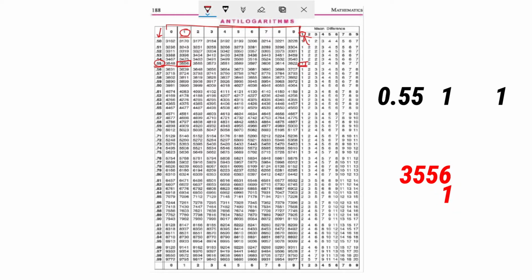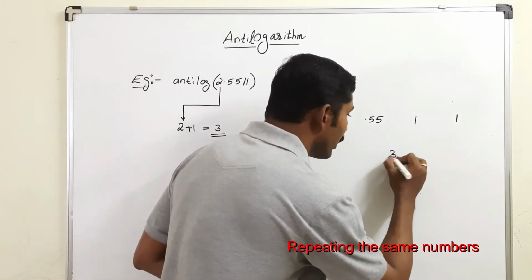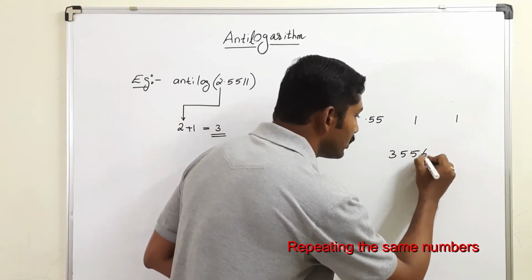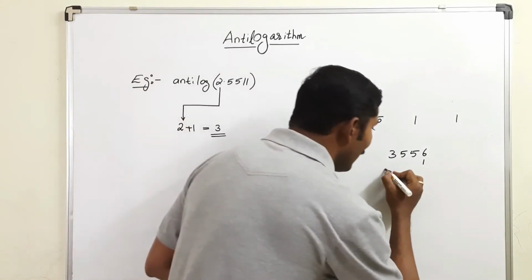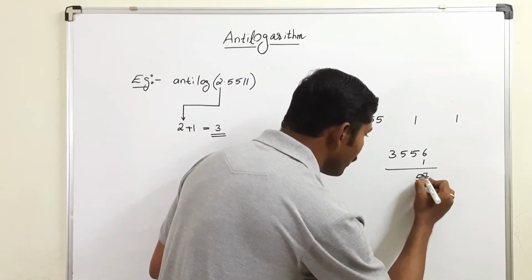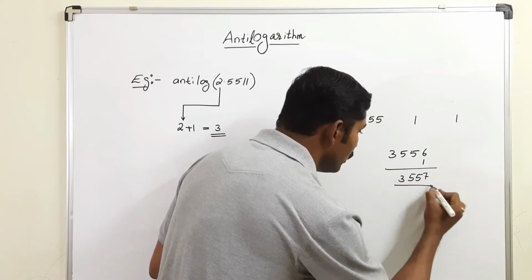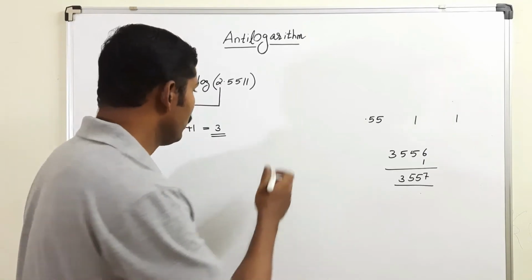So how will we write this? 3, 5, 5 and 6 followed by 1. So you will get this number as 3, 5, 5, 7. So this is our number. You get the number 3, 5, 5 and 6 along with 1, right? So what we'll do is add these two together. You will get 3, 5, 5 and 7. So we will write this number, that is 3, 5, 5 and 7, like this.